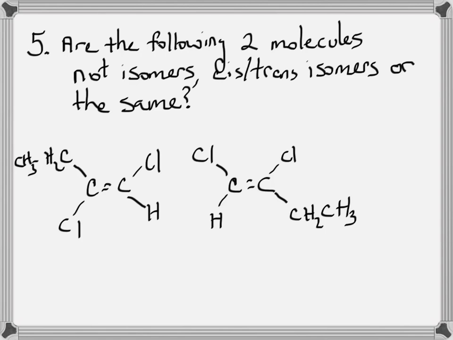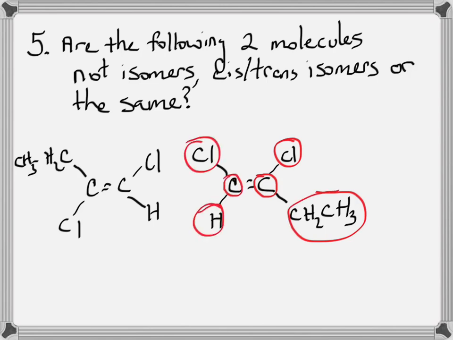Now what about if we look at each carbon of the double bond? If we look at this carbon, notice it has two different things attached to it. And if we look at this carbon on the left, it also has two different things attached to it. So this is an indication that these are cis-trans isomers of each other. And so the correct answer here would be cis-trans isomers. So these two molecules are cis-trans isomers of each other. And so that would answer the question.